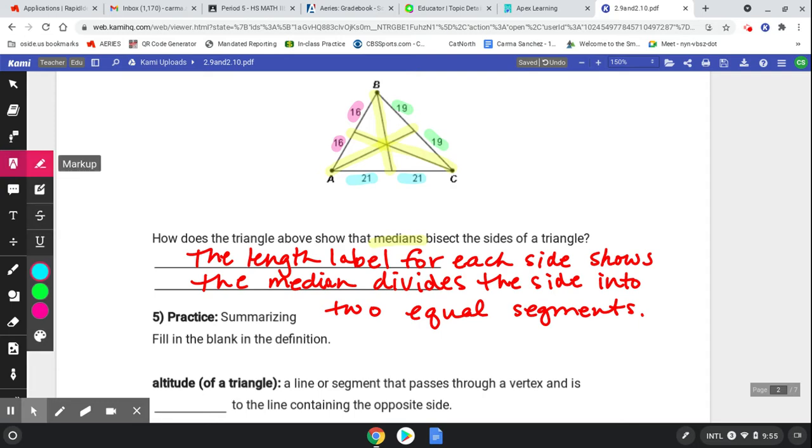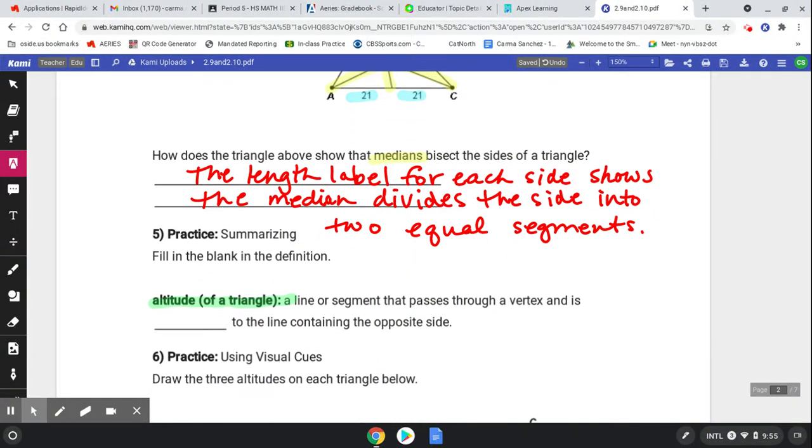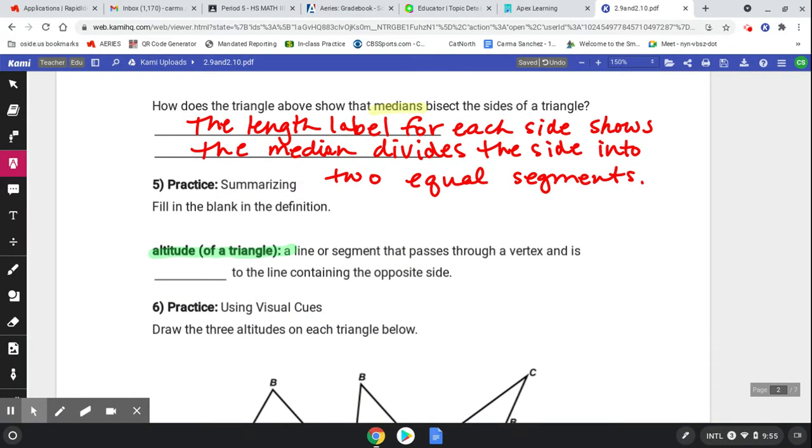All right, when you're ready, we're coming down here to our third definition, an altitude of a triangle. There are 4 total definitions in these notes. We just talked about medians, vertex to the midpoint. Now we're going to talk about altitudes. Altitudes are still drawn from the vertex, but they are a line that is perpendicular to the line containing the opposite side.